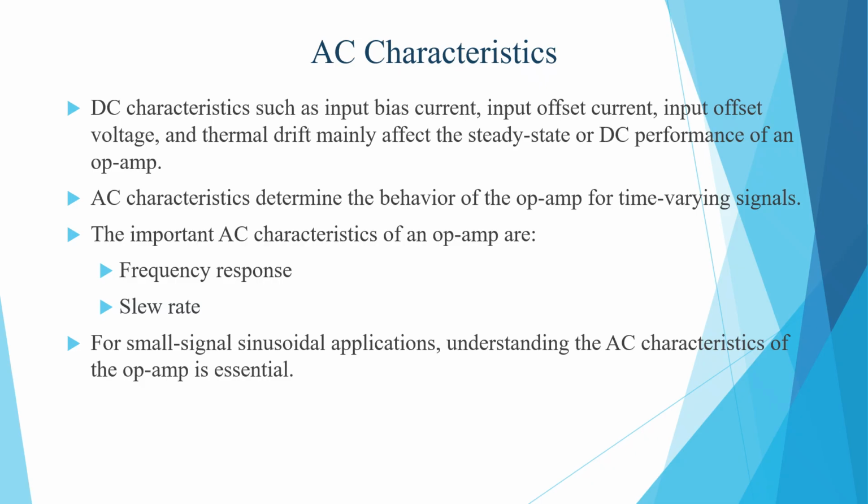The two major AC characteristics are frequency response, which indicates how the gain of the op-amp changes with frequency. Gain decreases as frequency increases. And slew rate, which represents the maximum rate of change of output voltage with respect to time. It limits the ability of an op-amp to handle rapidly changing signals. For small amplitude sinusoidal signals, these AC characteristics determine the overall performance and fidelity of the amplifier.